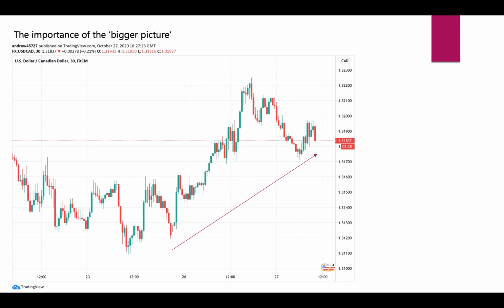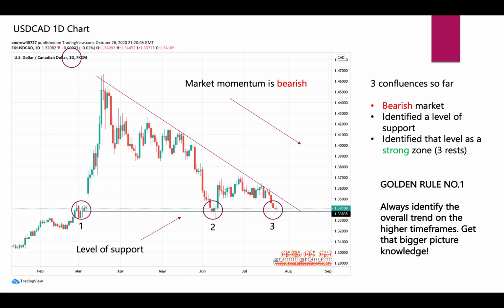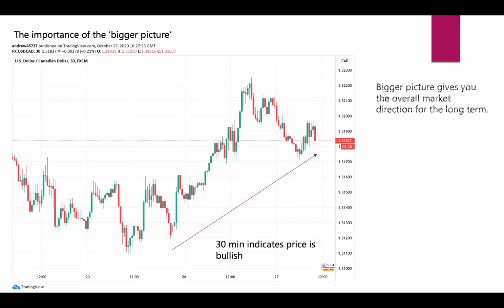because if you were looking for buys here, it could be very dangerous for you. You could be stopped out straight away, and you're like, well, why did I get stopped out? When all you had to do was look at the bigger picture and realize, okay, that's why I got stopped out, because the momentum is not in my favor at the moment for the 30-minute time frame.